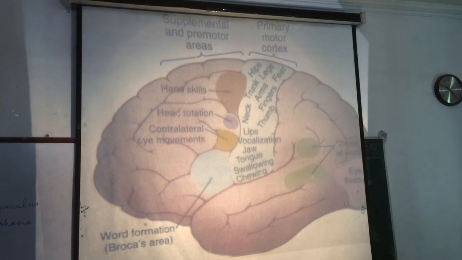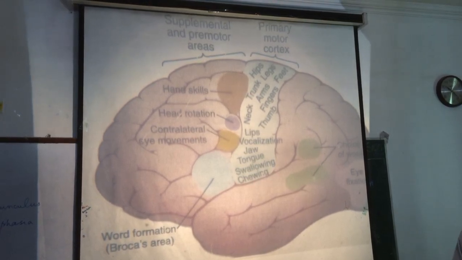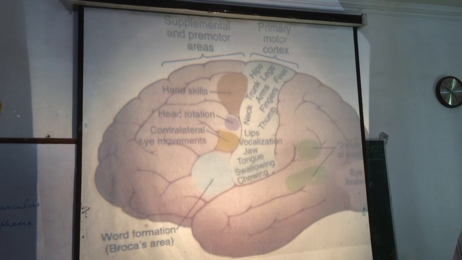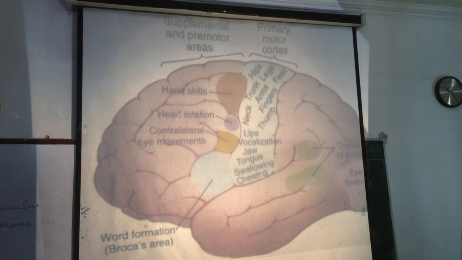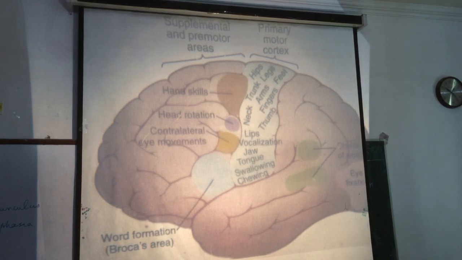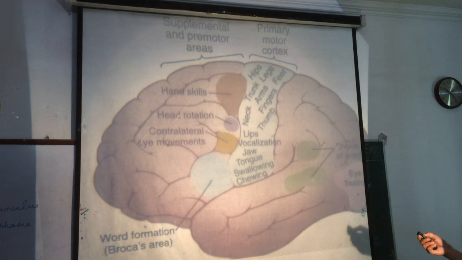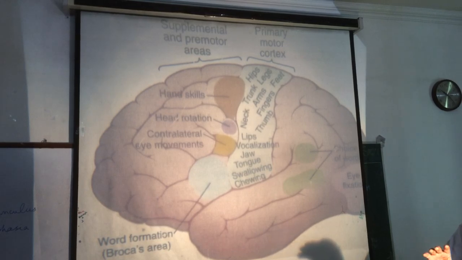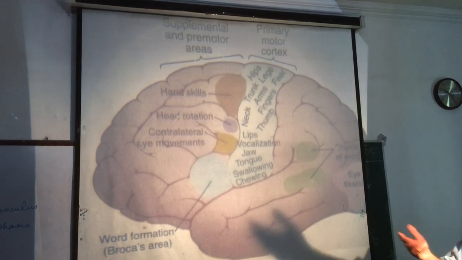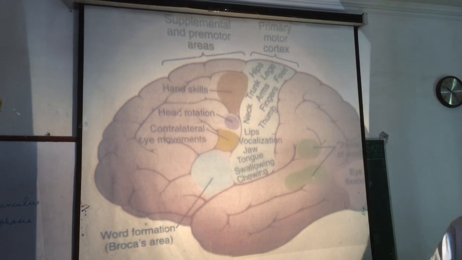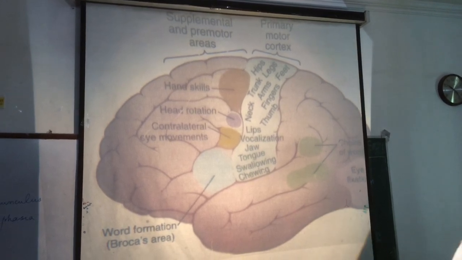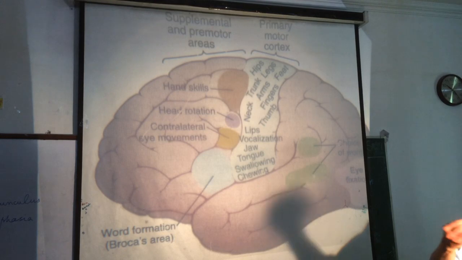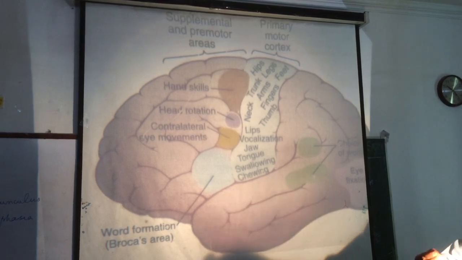This area also controls movements of the eyelids, say blinking. This area also controls voluntary fixation of the eyes from one object to the other.